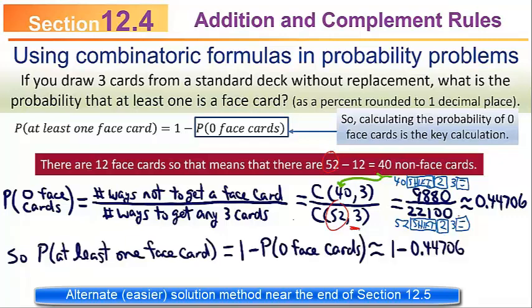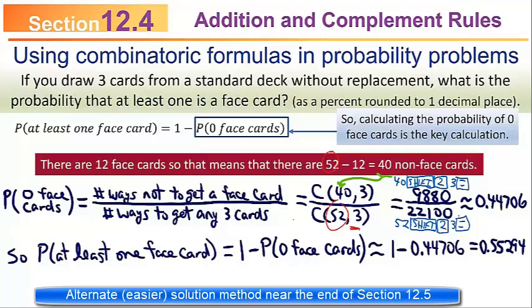The probability of getting at least 1 face card is 1 minus the probability of no face cards, which we've calculated to be 0.44706. Notice I'm emphasizing yet again, carry plenty of decimal places during this calculation. Round off in the very last step. To do that subtraction, you get 0.55294. You're still not ready to round because it says to give your answer as a percent rounded to 1 decimal place. So you first change it to percent and then you round.